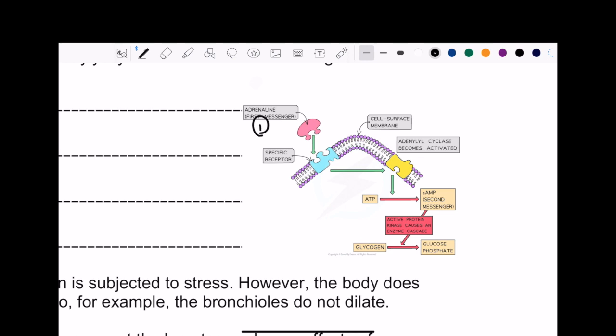Now, that causes adenylyl cyclase, which is an enzyme, to become activated. So it changes its shape and becomes activated. That's number 2. Number 3 is that active adenylyl cyclase catalyzes the conversion of ATP into cAMP, or cyclic AMP if you want to call it, which is a secondary messenger, which is something you should absolutely write in your notes because it comes up all the time. So that's number 3.